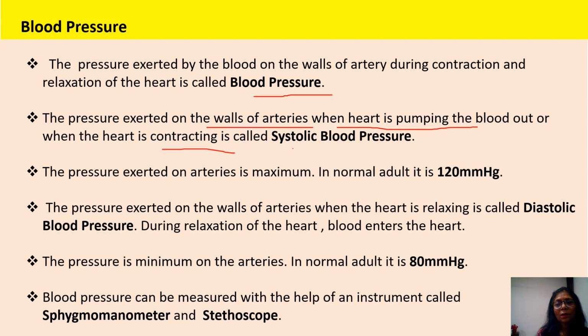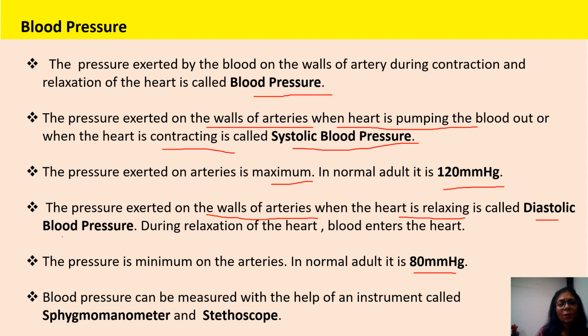This is known as systolic blood pressure. This pressure is maximum and the value in a normal adult is 120 millimeter Hg. When the heart relaxes, the pressure releases and the pressure exerted on the walls of arteries is also less. In adults, this pressure is approximately 80 millimeter Hg. It is known as diastolic blood pressure.